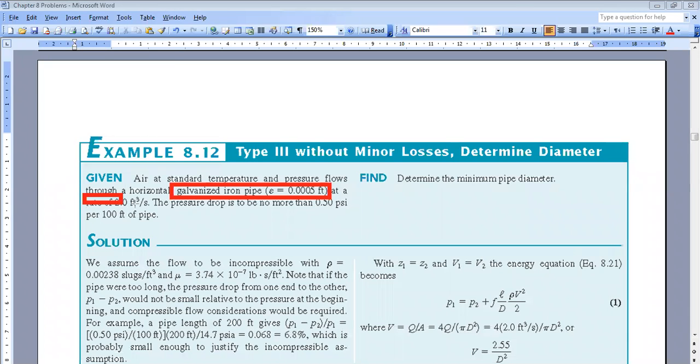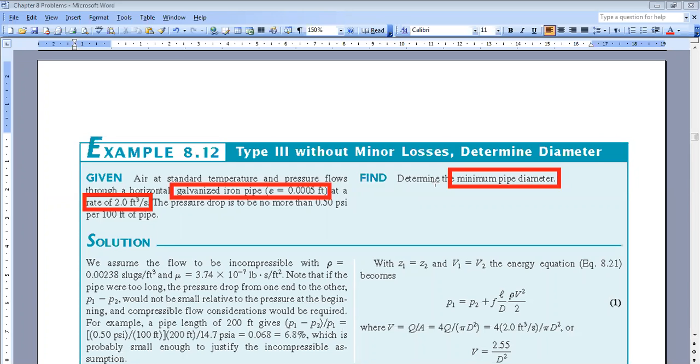Okay, so here the flow rate is given. The pressure drop is not to be more than 0.5 psi per 100 feet of pipe. Determine the minimum pipe diameter. So here, the only thing that we changed is the inputs. In the previous problem, they gave us the diameter and we needed to find the flow rate. Now, they give us the flow rate and we need to find the diameter. So in general, these problems follow the same method, but the inputs vary. Depending on the inputs I have, I decide on what to do.